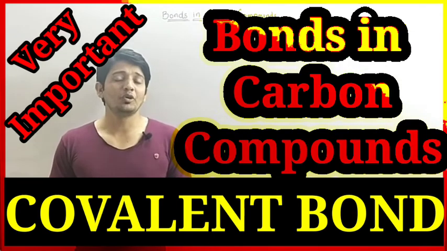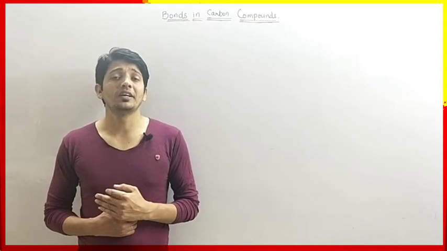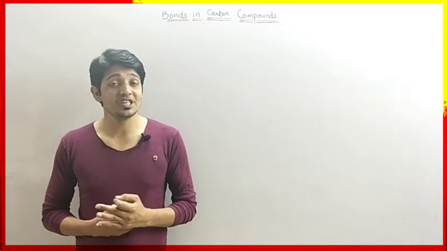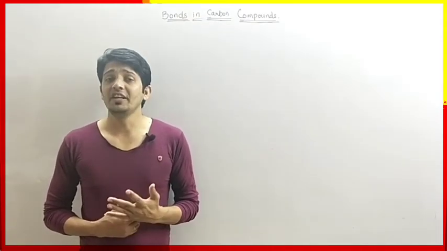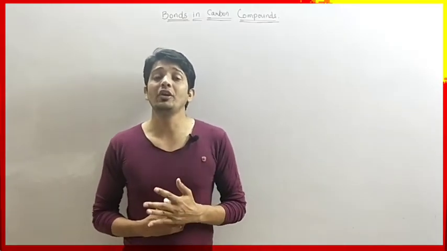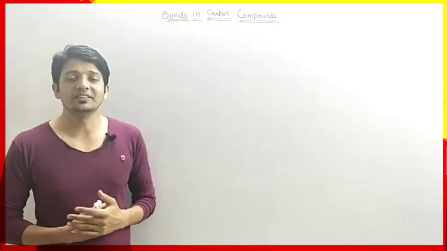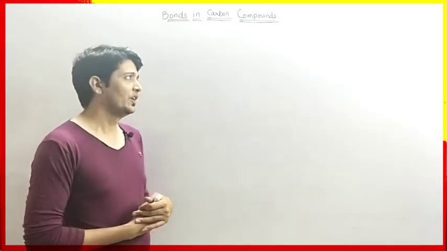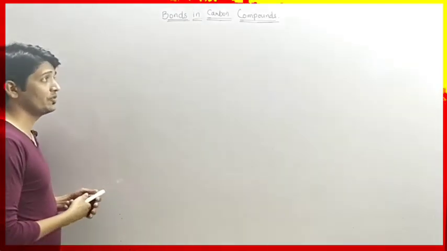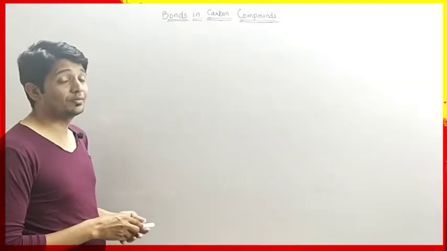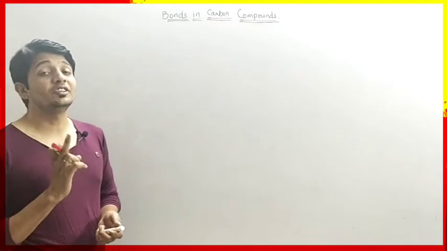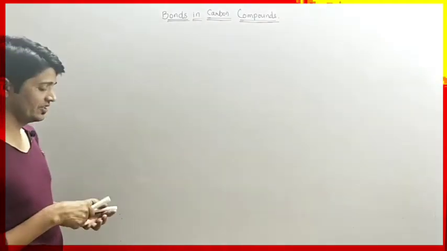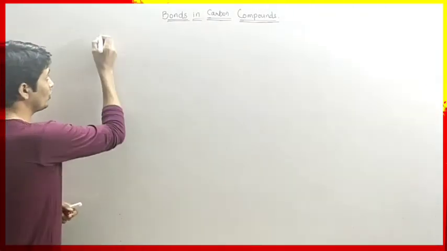So today we are going to understand the very important part about the carbon atom, which is the bonds in carbon compounds. So let's see how carbon is going to form bonds with other atoms. First we have to understand the valency of the carbon atom, and for that we have to understand the octet rule first. So what is the octet rule?